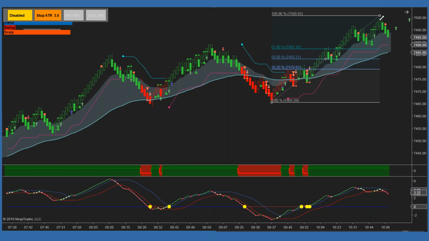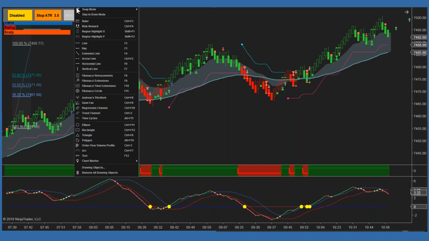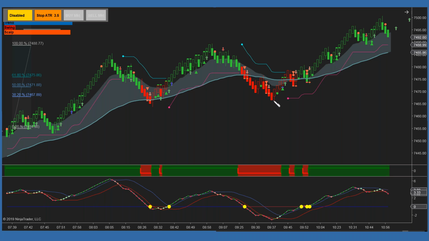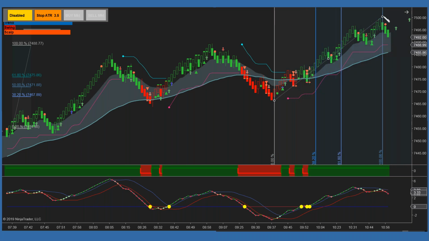When you get that type of thing happening, though, now you can employ your time zones. The shortcut key for your time zone is F10. So we're going to put our time extensions on here. And what you're going to do is retrace the trend that you're interested in. There we go.